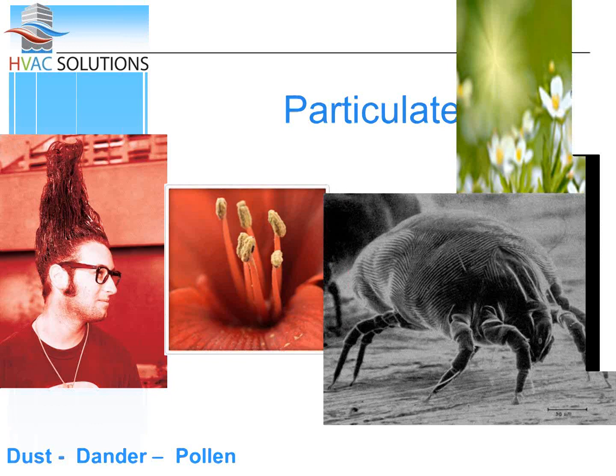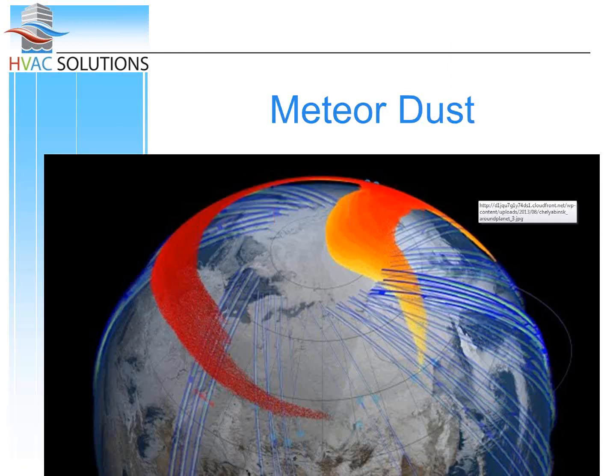I throw this slide up here because it's been about 9 months ago. A meteor hit over Russia. I don't even know if that's politically correct, but meteor hit over Russia, and in the red there you can see that 6 months, 9 months later, that meteor dust is still floating around in the atmosphere. It's going to be there for a really long time, and at some level we end up breathing that kind of stuff out in the atmosphere.